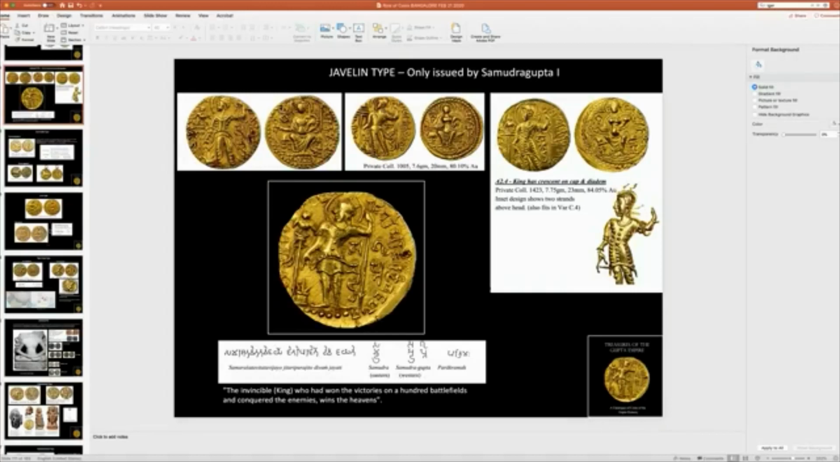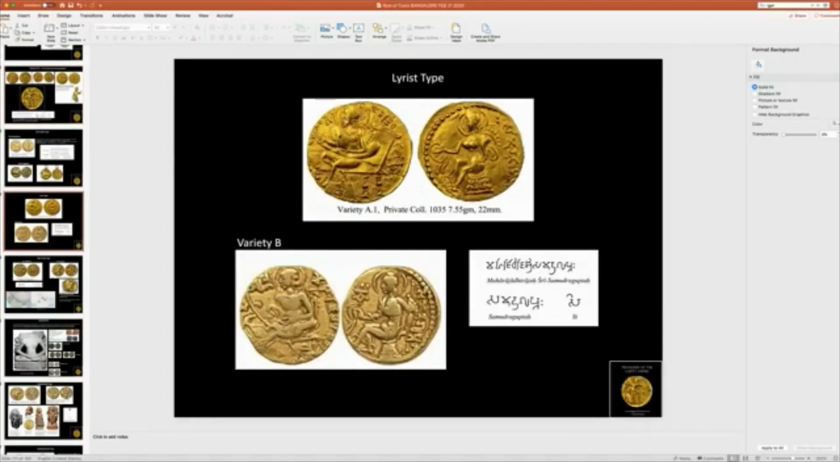He is always shown as an older person on the Lyrist type, because by the time this coin was issued, the lands had been conquered, the empire had been expanded, and now peace reigned, and he was able to then enjoy the arts, right? So that is where we see in Lyrist coins a slightly different way how the king is personified.